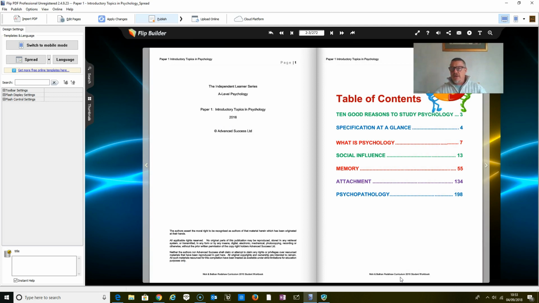As we flip over, we have the table of contents, nice and easy, nice and colourful: 10 good reasons to study psychology, page 3, and the specification at a glance, which is the two areas that we'll cover in this lesson. I'm going to try and keep these brief, so you'll be able to fit them into breaks, into little sessions. Obviously you'll be able to return to it as many times as you can.